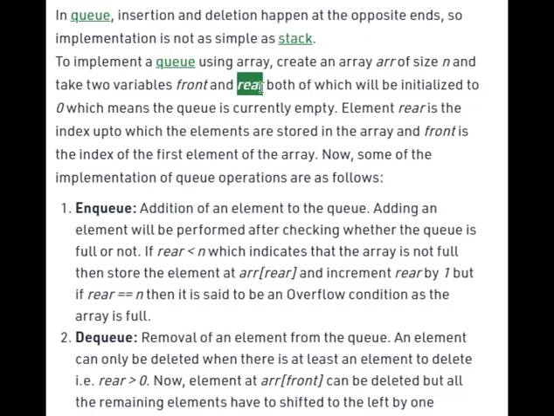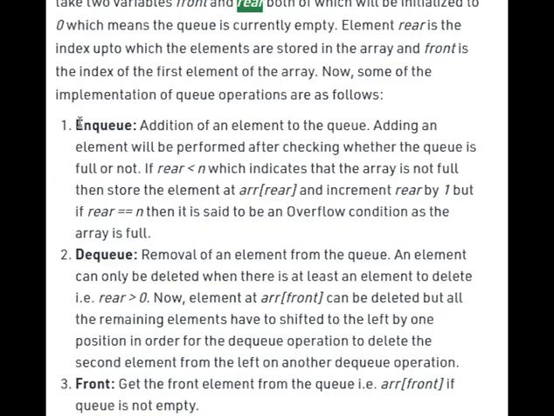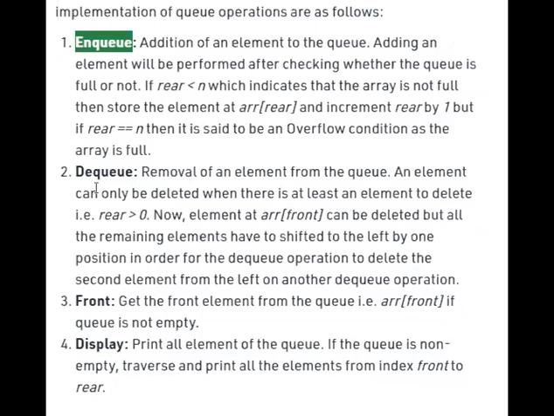The basic operations in a queue are enqueue, which means adding an element into the queue; dequeue, which means removing an element; front, which means getting the front element from the queue; and display, which prints all the elements from the queue.